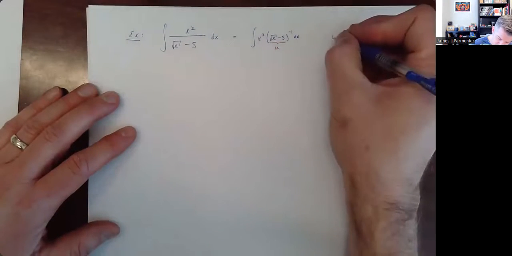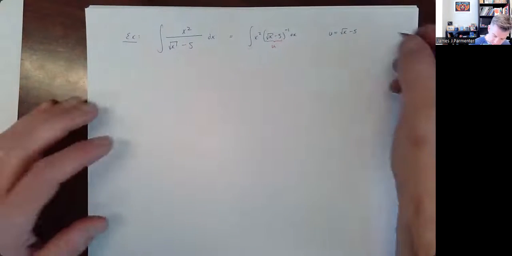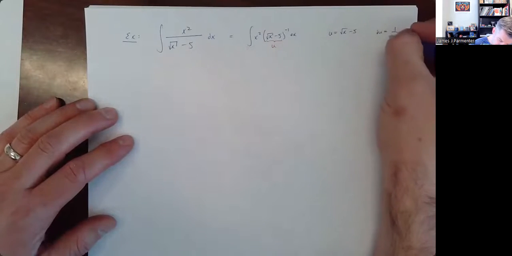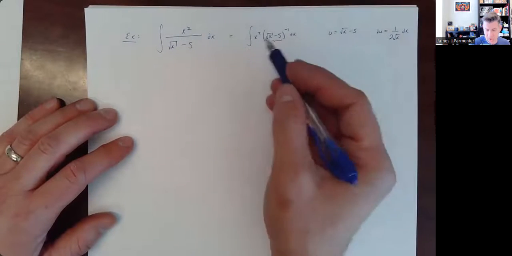So if we let u equal the square root of x minus 5, you might try seeing what du is. My du is going to be the derivative of the square root of x, which is 1 over 2 root x dx, which is not really showing up in here.